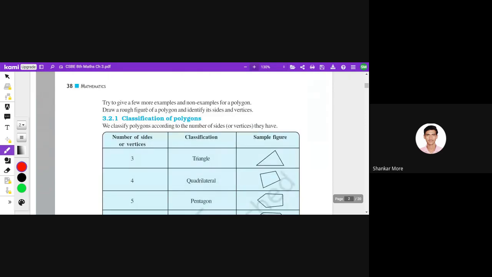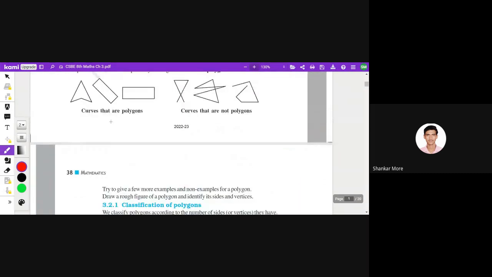So try to give a few more examples and non-examples for a polygon. Draw a rough figure of a polygon and identify its sides and vertices. So simply we can take examples of these polygons itself, right? And we can identify their sides and vertices as well. So see, these are the sides, right? And these are the vertices of these polygons, right?